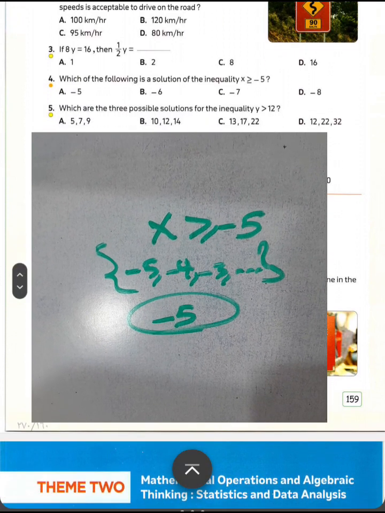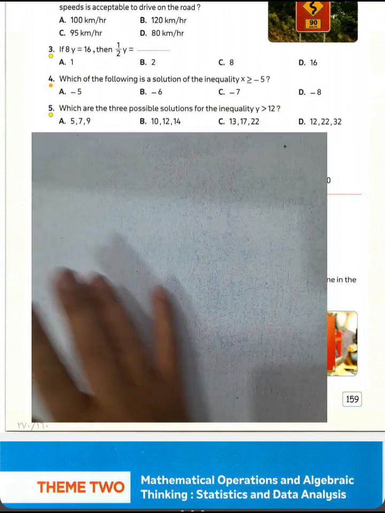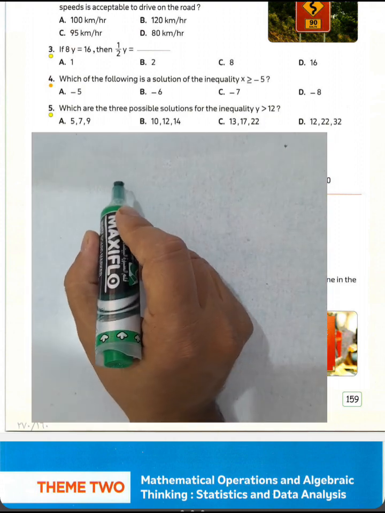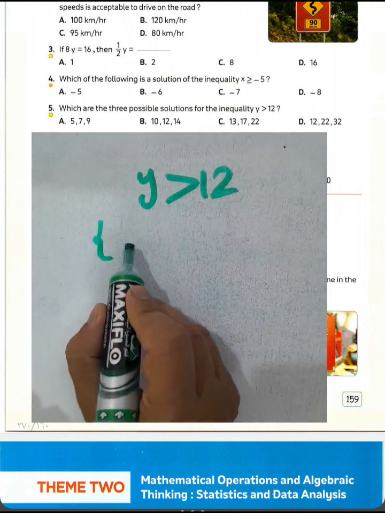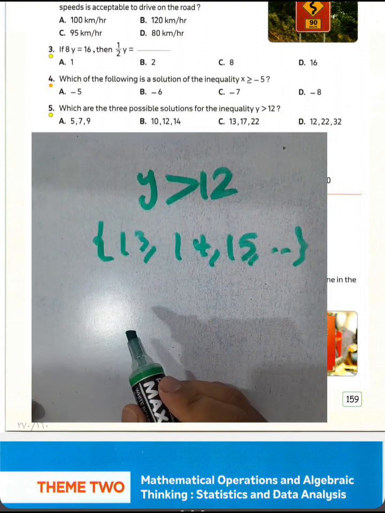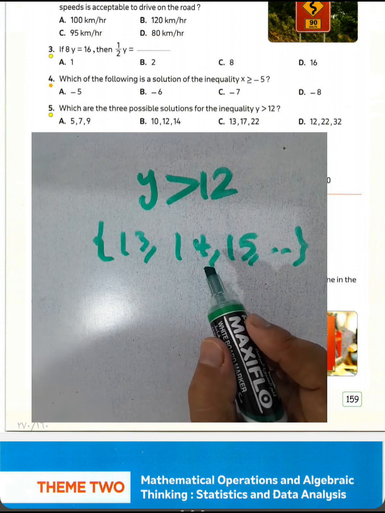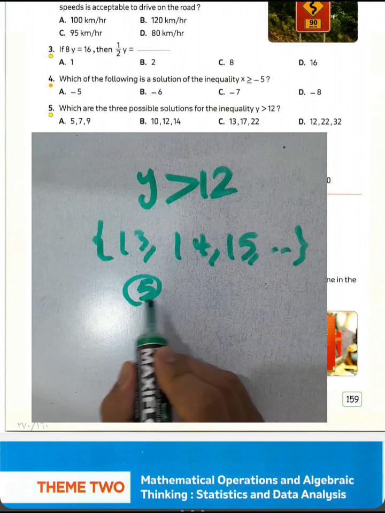Question number 5, which are 3 possible solutions for the inequality y greater than 12? We have here y greater than 12. Who can tell me? We can write 13 and 14 and 15 and so on. Okay, then for question number 5 we can write the result 13 and 17 and 22. Choose letter C.